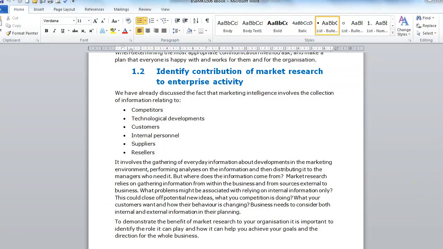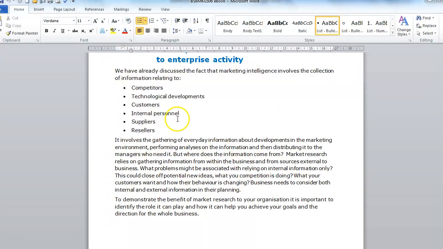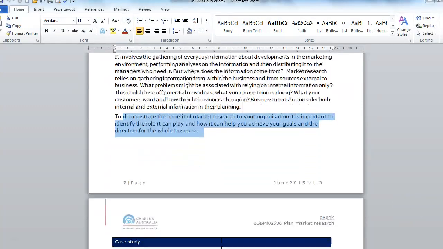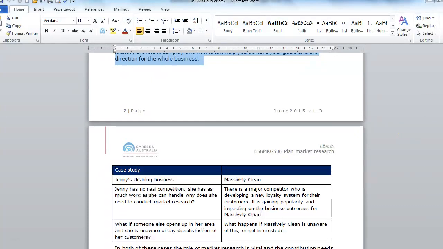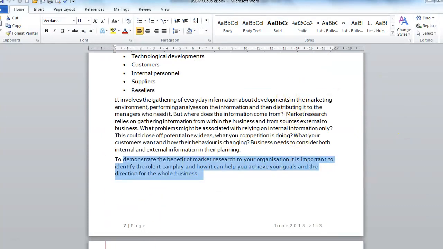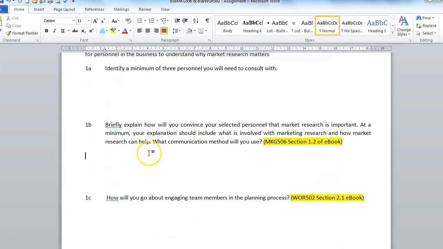Okay, so this is talking about when we're collecting market research, we want to find out about our competitors, technological developments, customers, who the internal personnel will need to do that, the suppliers and the resellers. We don't really need resellers because we're the department store that is selling it. So it involves gathering everyday information. So that's all the stuff about market research. To demonstrate the benefit of market research to your organization, you need to identify the role that they play to help achieve the goals. So this is all the things that you can put into, I think it's just those parts there. You can just summarize that and put that into 1B.